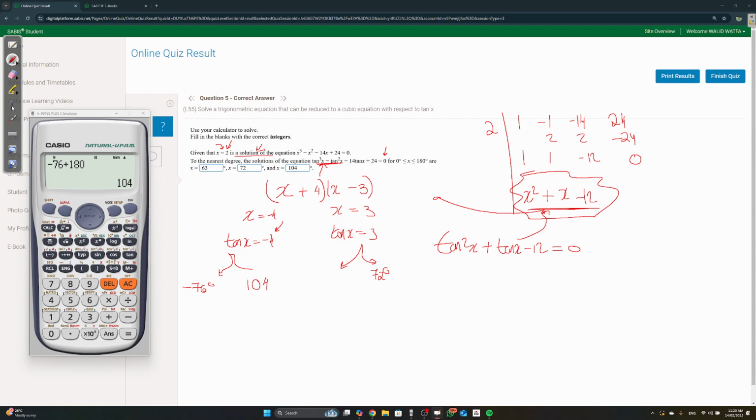If you add 180 to 72, it's going to be outside of the domain, because it's going to be above 180. If you do plus 360k for negative 76, it's also going to be outside the domain.